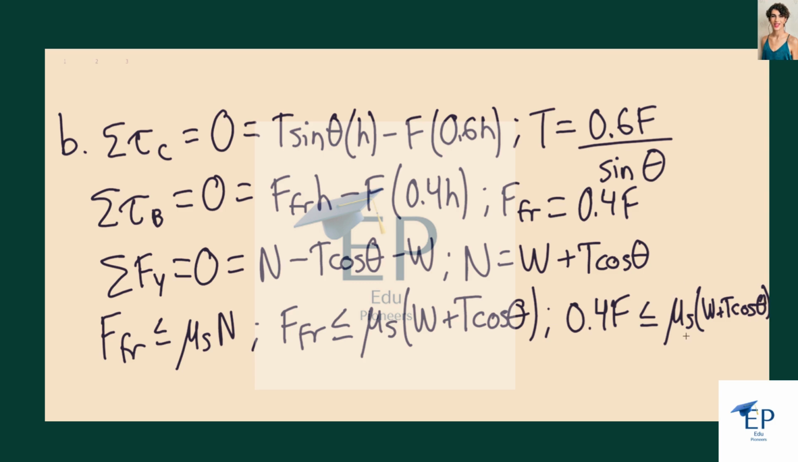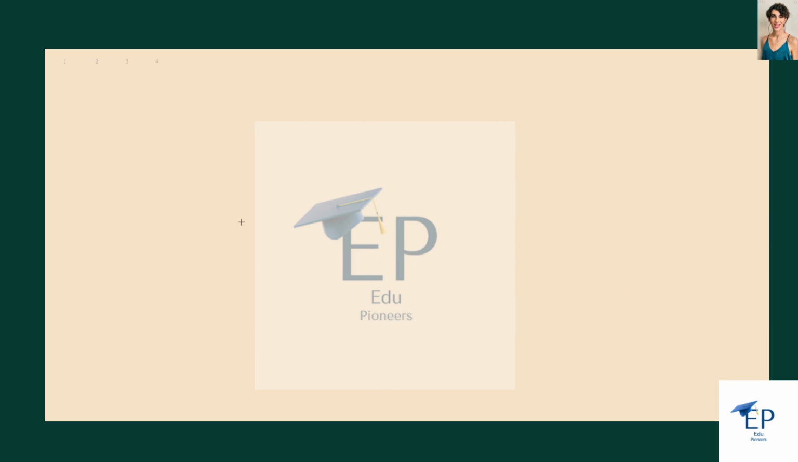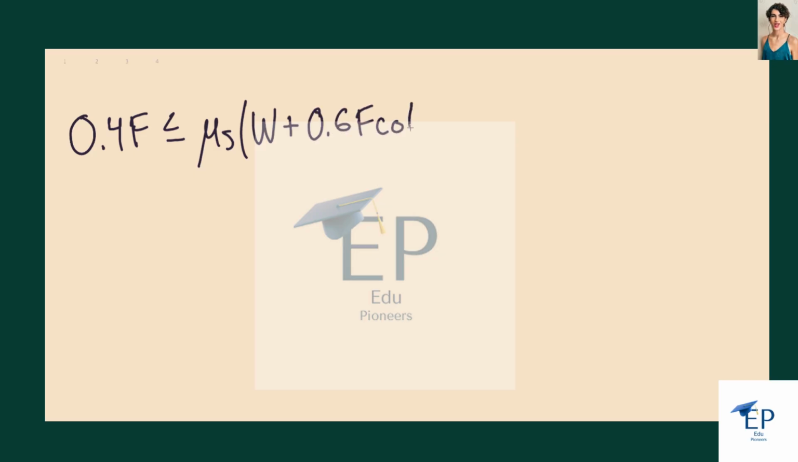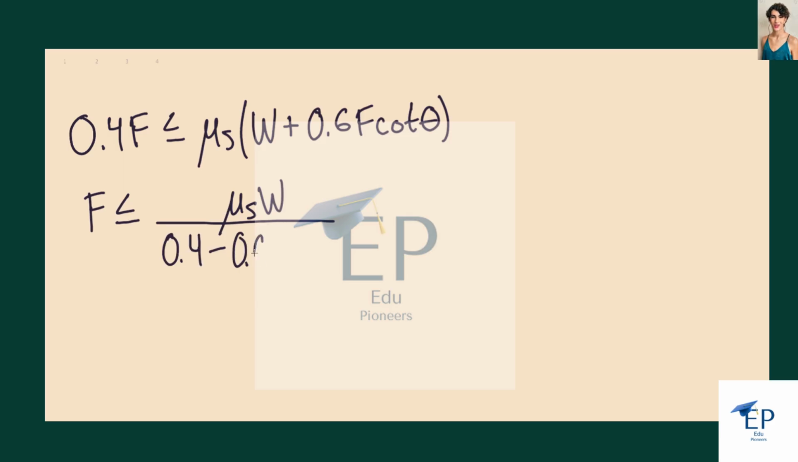My apologies for it being cramped. And then we can finally say that 0.4 F has to be less than or equal to mu sub s times W plus 0.6 F cotangent of theta. So we can say that F has to be less than or equal to mu sub s times the weight divided by 0.4 minus 0.6 mu s cotangent of theta. And at this point, we can solve.